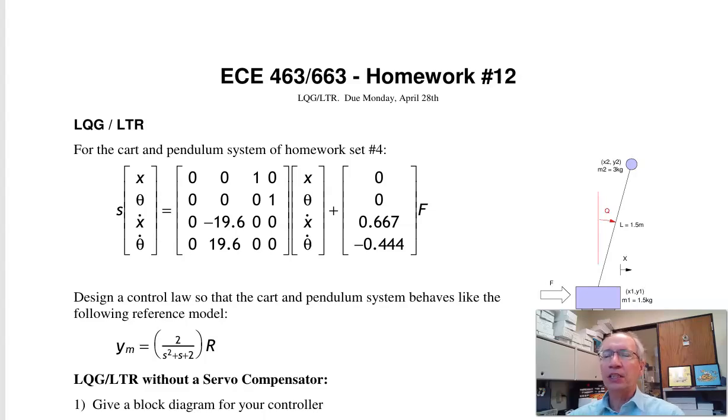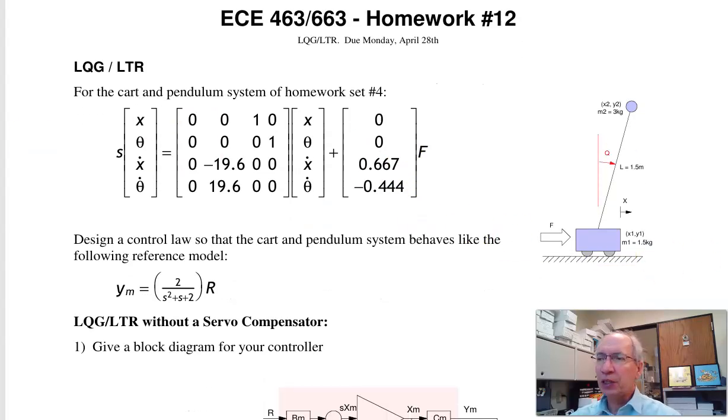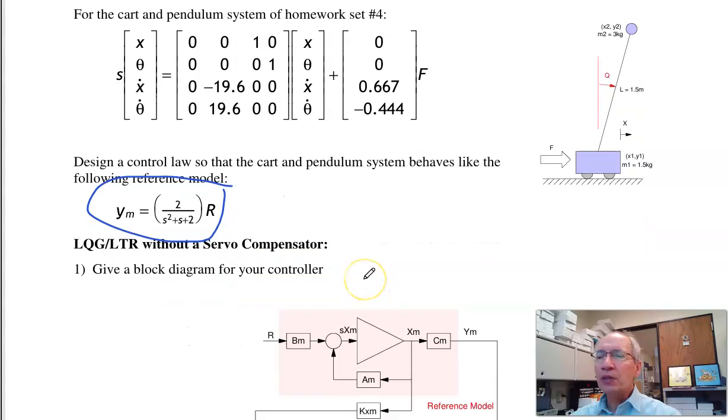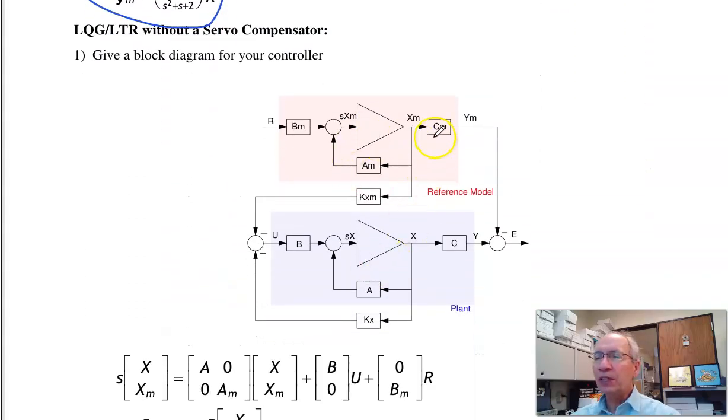So here's the idea. Given a plant, in this case I've got a cart and pendulum system, I've got the dynamics, we covered that earlier, like in homework set number 4. Make this plant behave like a reference model. So here's the model, that's how I want it to behave. With LQG-LTR, what you do is you define the reference model, that's how it should behave. Here's the plant.